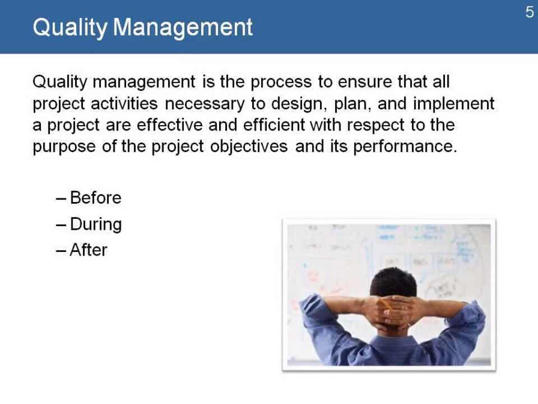Then quality management is the process to ensure that all project activities necessary to design, plan, and implement a project are effective and efficient with respect to the purpose of the project objectives and its performance, so that every activity will build quality before, during, and after. It is not an action that happens at a specific time before the project or after the project. Quality management happens throughout the life of the project.